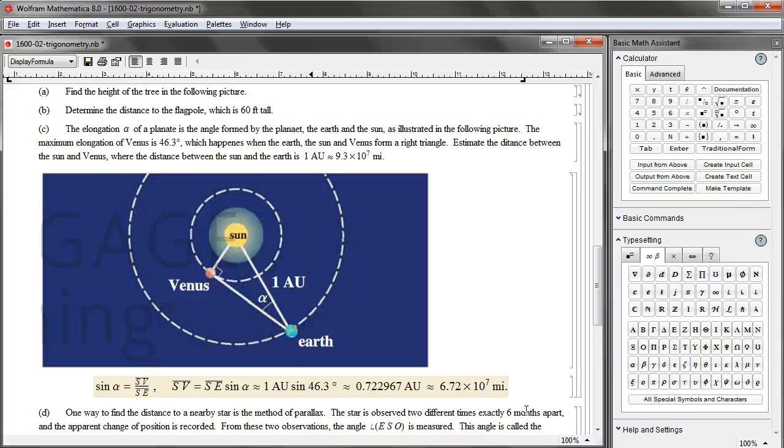Just punch it in the calculator. Make sure your calculator is in degree setting. Then sine of 46.3 degrees will give you 0.72 something. Now, 1 AU is 93 million miles approximately. So multiply by 93 million and you're going to end up with 6.72 times 10 to the 7th power, so 67.2 million miles.